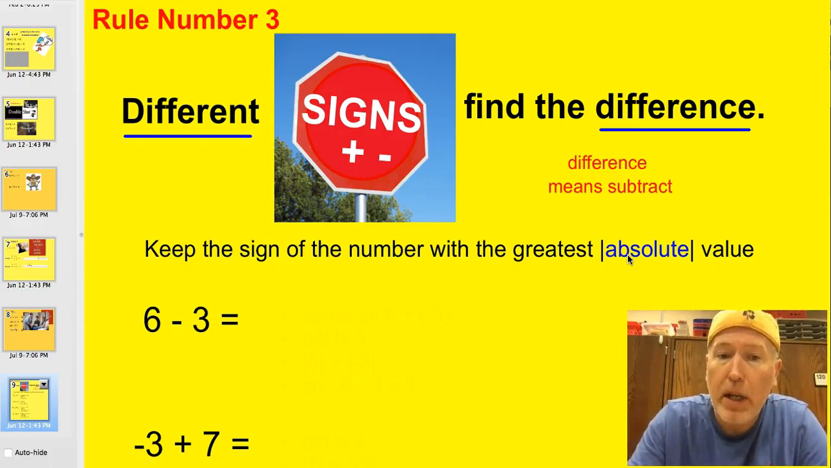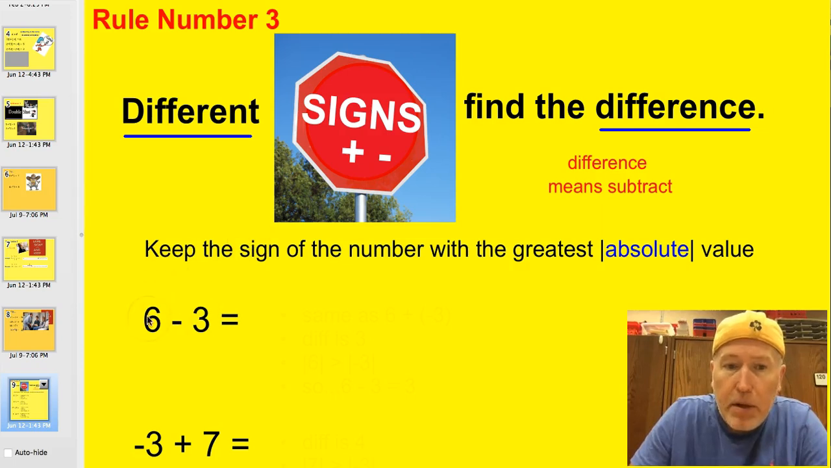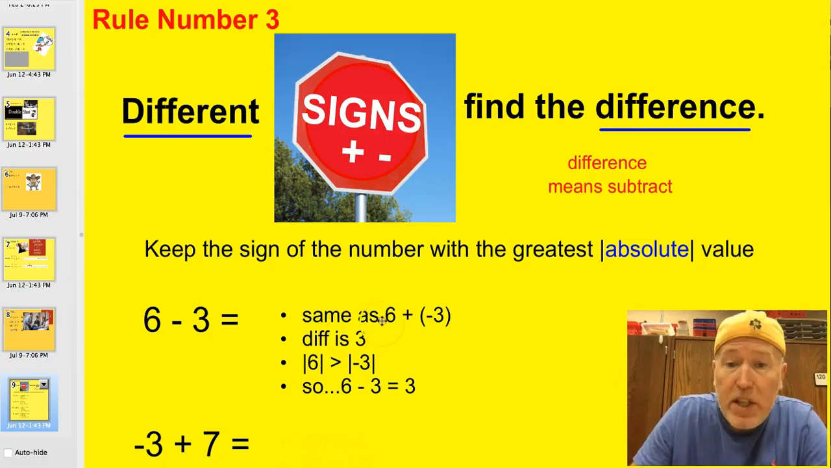6 minus 3. Now these are different signs here. This is a positive, and this is a negative. So let's take a look at it. That's really the same as 6 plus a negative 3, right? Okay, so the difference between 6 and 3, 6 minus 3, is 3.